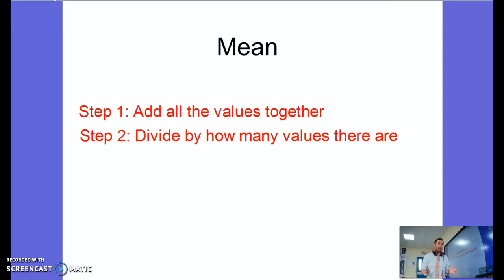So, to calculate the mean, we have two steps. First of all, add all the values in your set of data together. And then secondly, divide that answer by how many values there are. Let's look at an example.